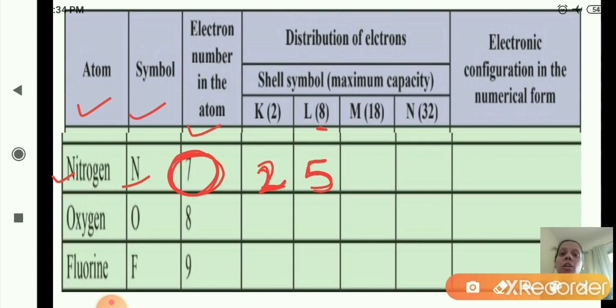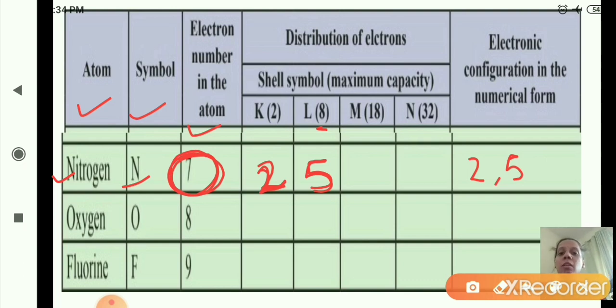So now we'll write down the electronic configuration. So what is the electronic configuration for nitrogen? That is 2, 5, and you will put a comma in between. 2 electrons are present in K shell and 5 electrons are present in L shell. Okay, I hope you are clear till here.